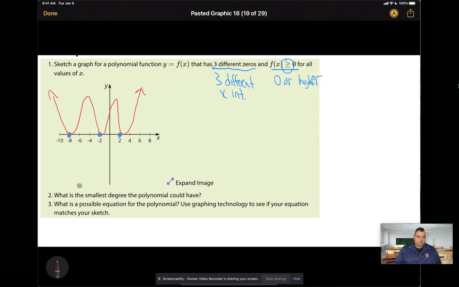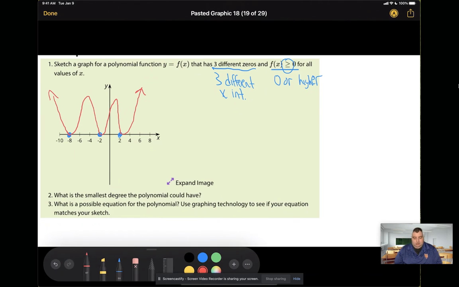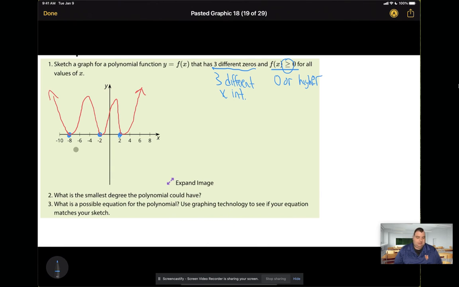Number two, what is the smallest degree the polynomial could have? Well, if we look at the three x-intercepts we have here, notice at each of these x-intercepts, it stays on the same side of the x-axis. It touches the x-axis, does not go to the other side. Touches the x-axis, does not go to the other side. Touches the x-axis, does not go on the other side. So it never actually crosses to the other side of the x-axis.